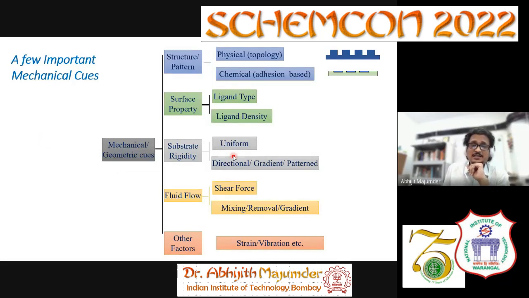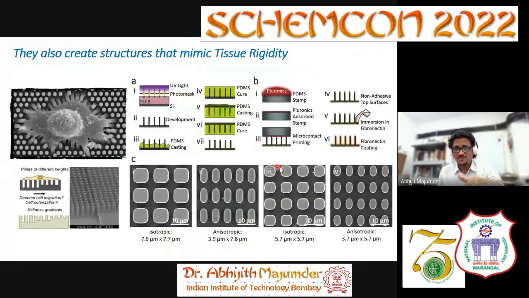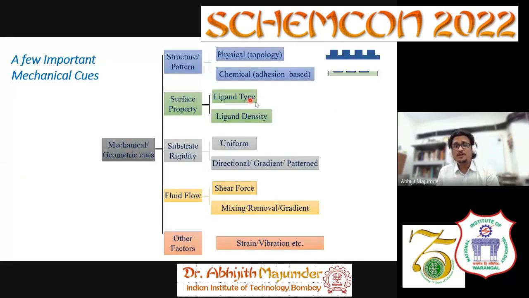Okay, so I think this slide I need to talk about. When I talk about the mechanical and the geometric cues, there are various possible mechanical signals, not just the stiffness, but we can have the structure that I have just shown here, the fluid flow, the shear stress, and then the strain, vibration. These are all mechanical cues that interfere with the behavior of the cells.